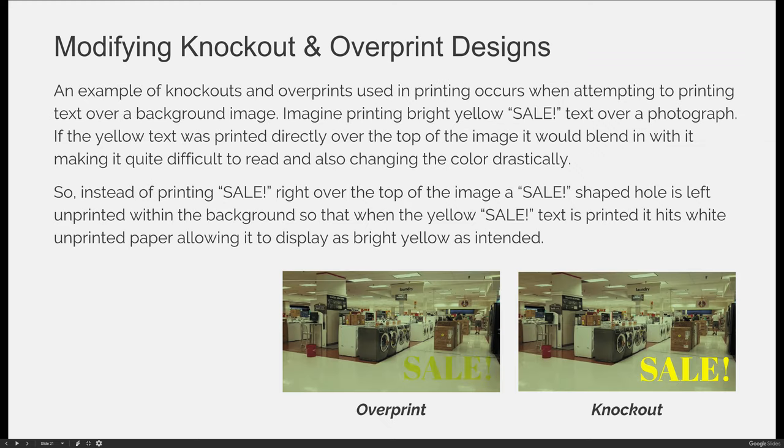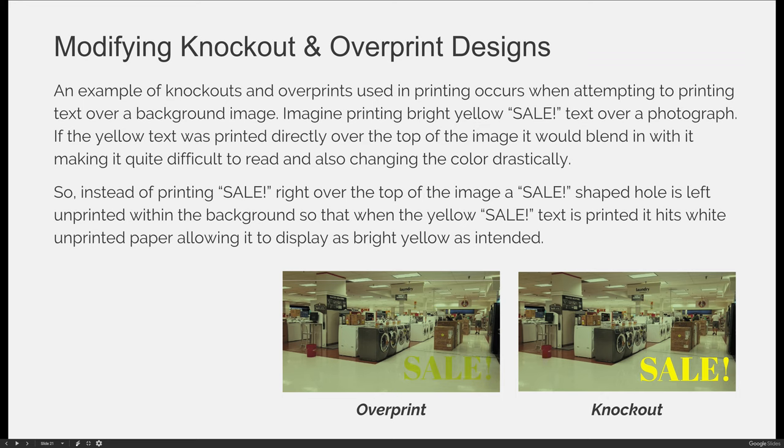An example of how knockouts are used in printing occurs in this example on this slide. I have two examples, one is an overprint and one is a knockout. My ultimate goal is to print a photograph in maybe a Sunday circular that's going to be delivered in the newspaper, and I want to print the word sale and an exclamation point in the bottom right hand corner, and I want it to be bright yellow.